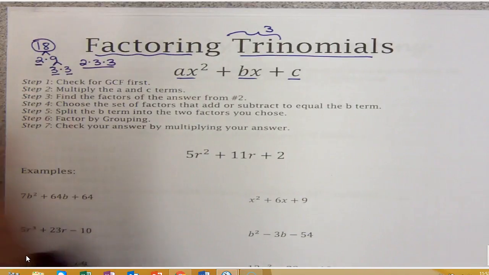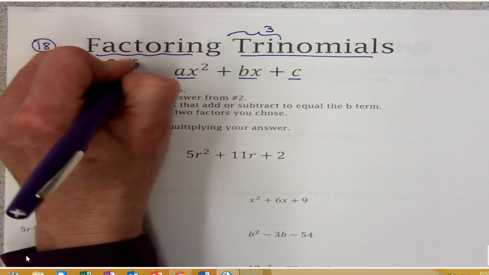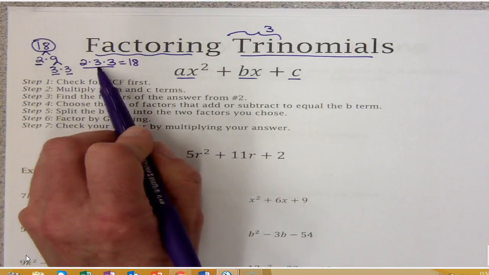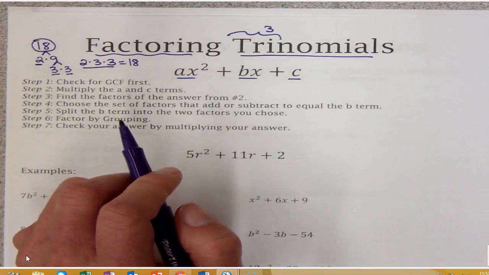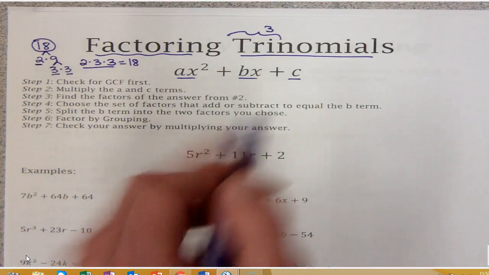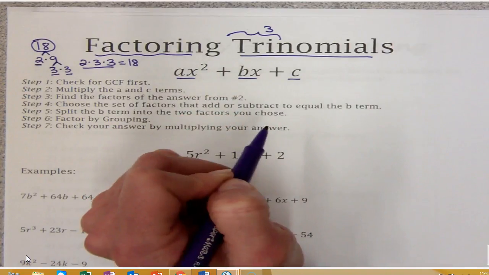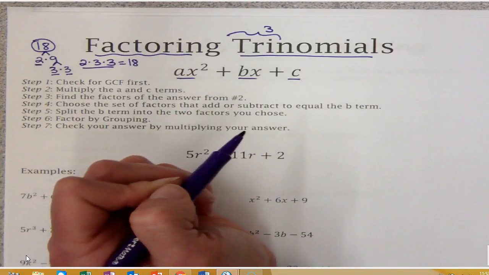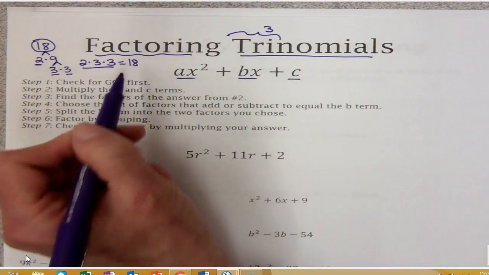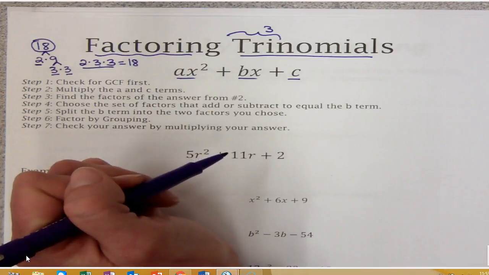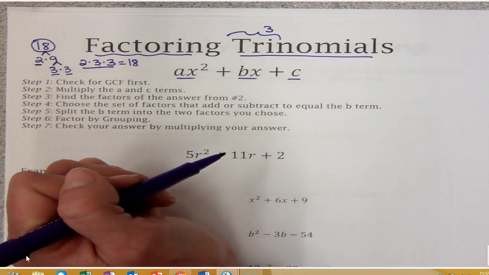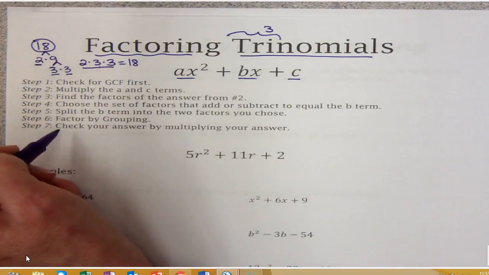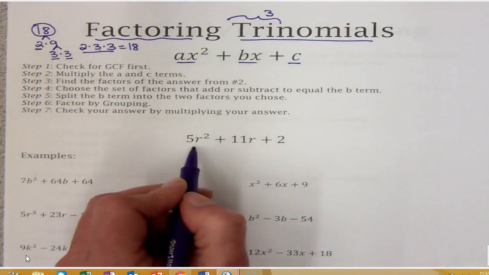That's how I've factored 18, because I've got all prime numbers. There's nothing more I can do to factor those numbers. That's what we are doing with a trinomial. We're taking this math expression and breaking it down into the smallest terms possible, where they can no longer be broken down. These are the steps to do that, and we'll take this one first.